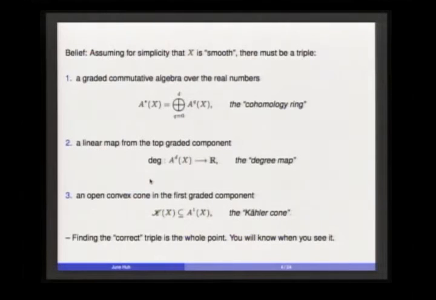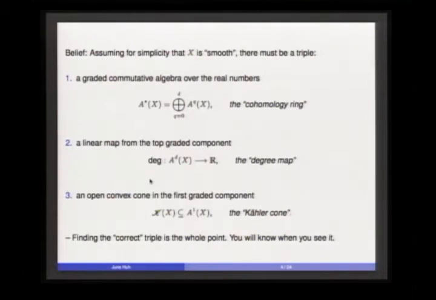So remember, our A of X is a graded algebra over the real numbers. So if you just look at one graded piece, say A1, it's a real vector space. Let's say finite dimensional. And inside that real vector space, you should be able to find a non-empty open convex cone, K, which is somehow naturally associated to X. Of course, this is not a definition or anything.